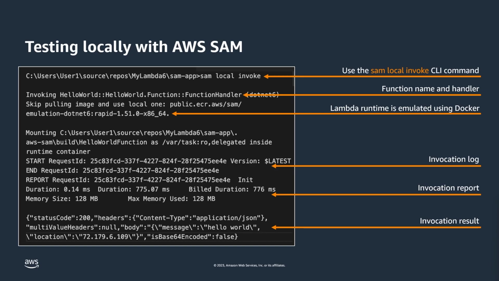And then it's going to provide some invocation information, most notably the log of that invocation, the report that comes with it, and then eventually the result. In this particular example, which is the hello world template example, the result of a request is a message, which is hello world, and a location, which is an IP address of the client that's running on.